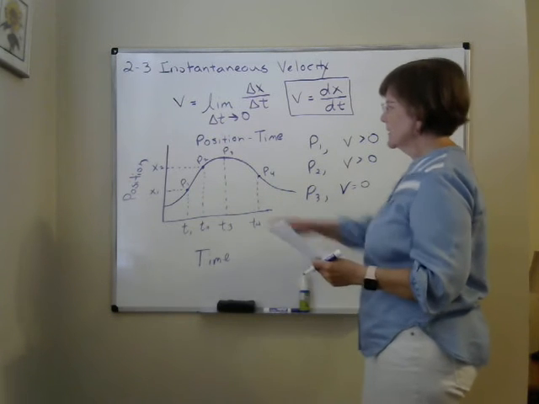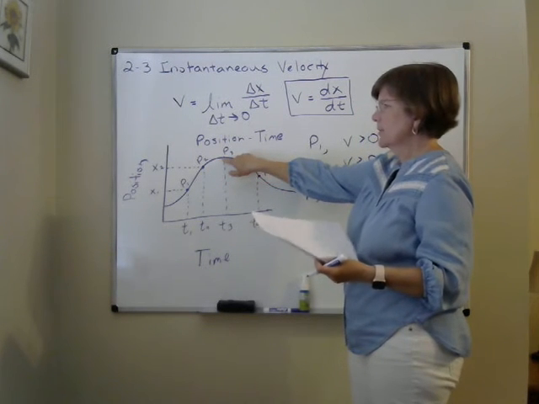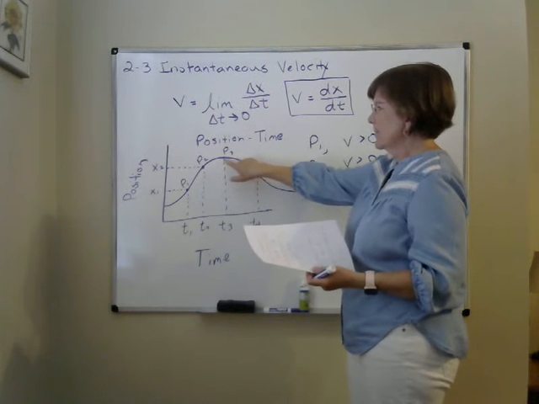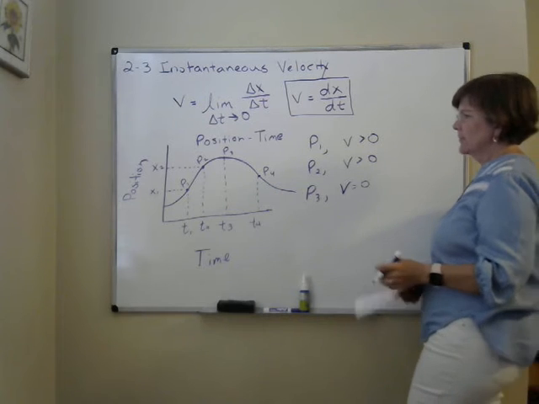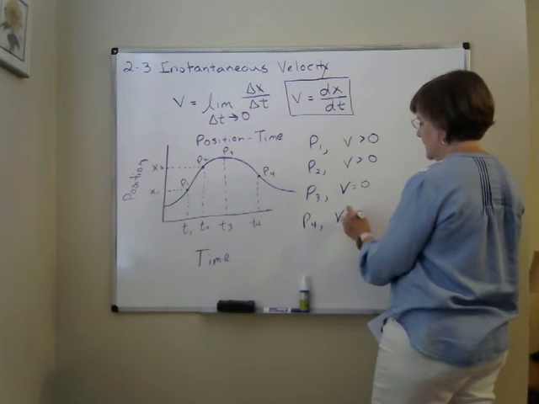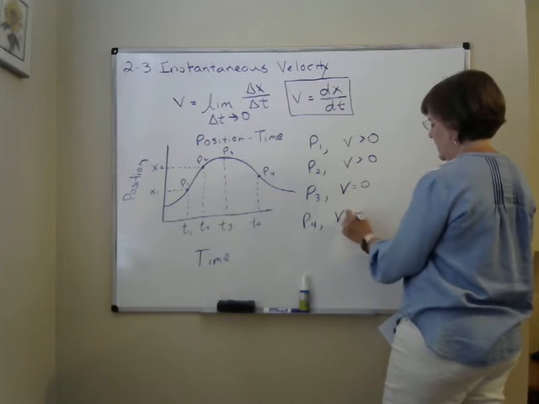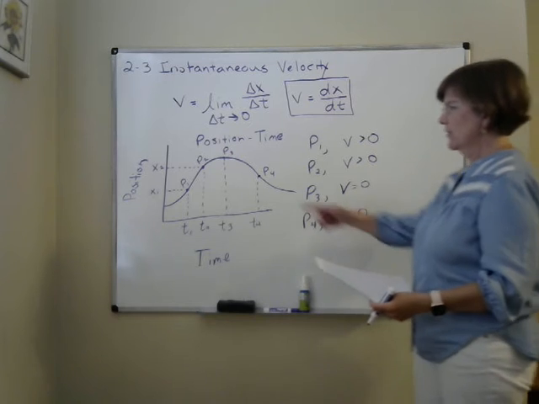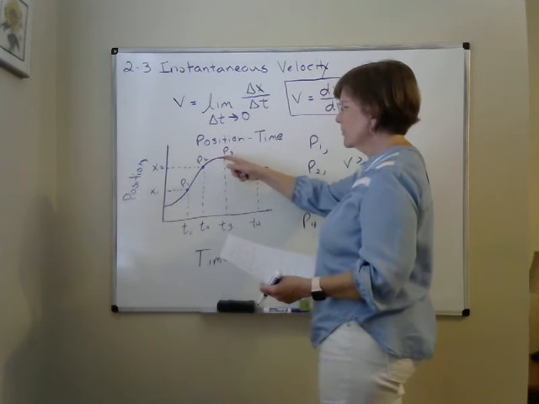That makes sense. We see the position is increasing, more and more positive, you're getting farther away. Here the position is decreasing, but for just a minute, the velocity had to be 0. And then finally, at P4, we can see the velocity is less than 0. We're moving in the negative direction here. Moving in the positive direction, getting farther and farther away from the origin.